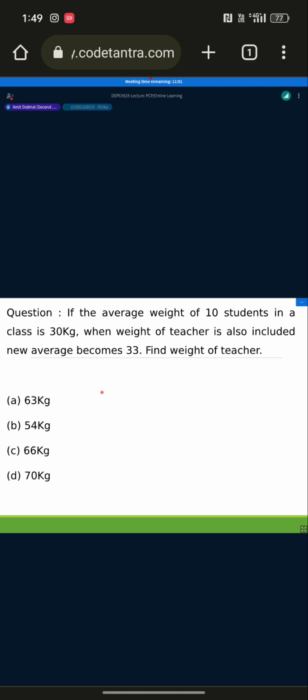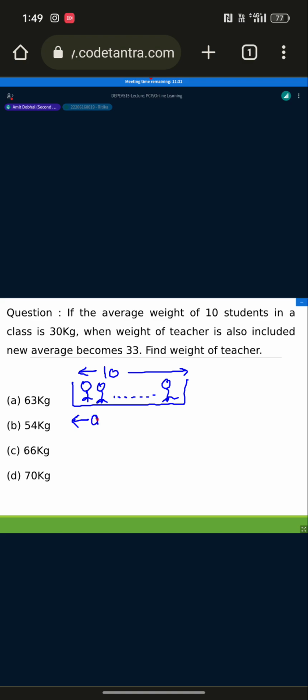Okay, just look here. How will you solve this? The average weight of 10 students is 30. So in this class there are a total of 10 students, okay? The total strength is 10. And now the average weight of the class is 30.